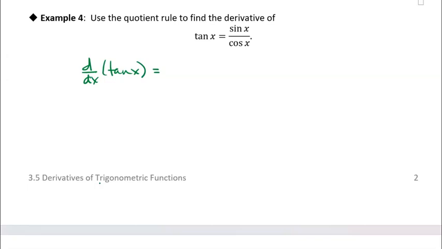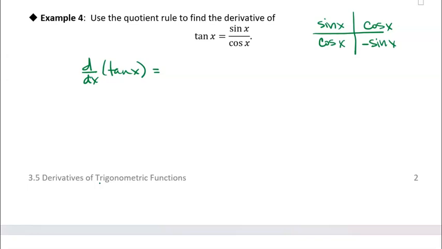All right. So we're just going to use the quotient rule. Again, you could make a box if you want to, right? You have sine of x on top and cosine of x on the bottom. And the derivative of sine is cosine, and the derivative of cosine is a negative sine of x. But I'm just going to do low d high. That's my preferred method: low d high minus high d low over low squared.